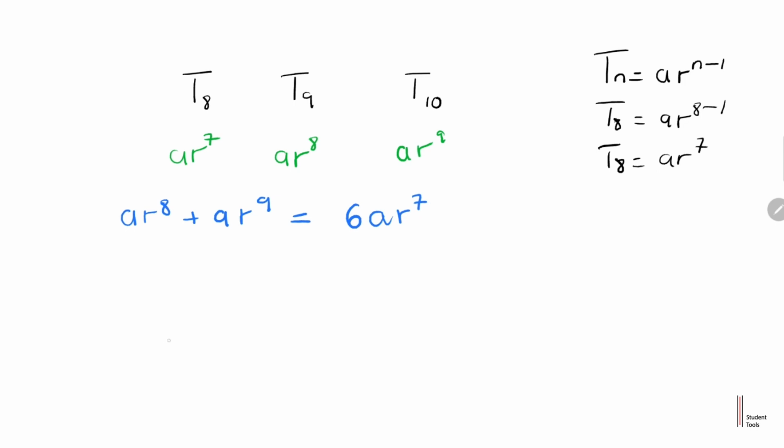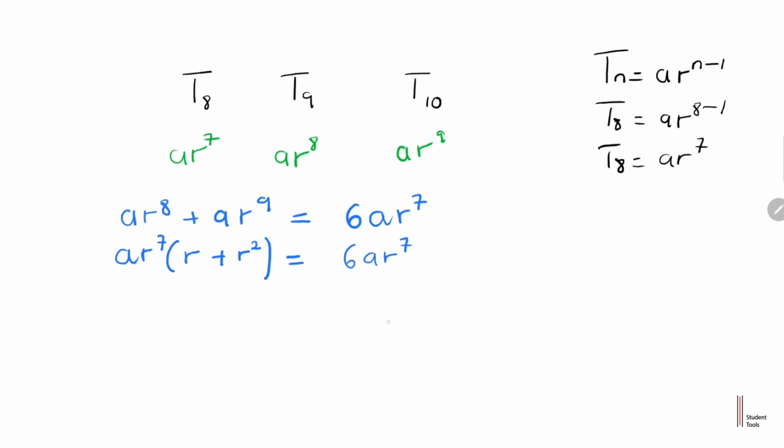Because we want r here, let us try and factor out a r to the power 7. Let's open a bracket. To get a r to the power 8, we have to multiply a r to the power 7 by r. And to get a r to the power 9, we have to multiply a r to the power 7 by r to the power 2, or r squared. So we close that bracket. That is equal to 6 a r to the power 7.